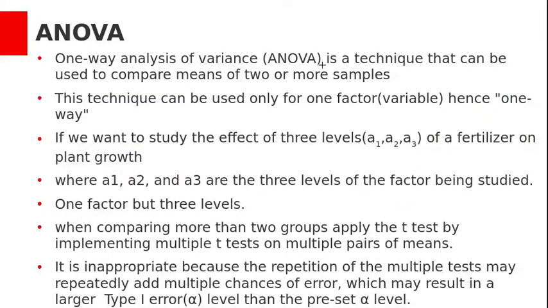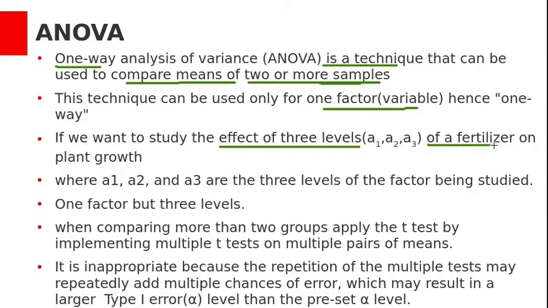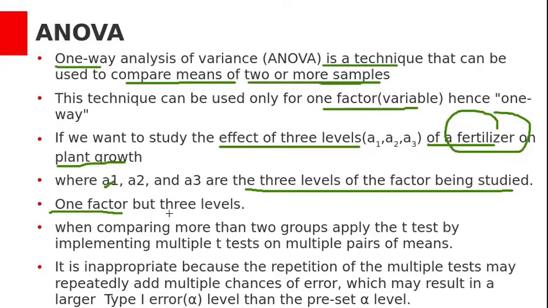One-way analysis of variance is a technique that can be used to compare means of two or more samples. Those samples are created by using a single factor. That is the reason we call it one-way ANOVA. Suppose we want to study the effect of three levels of fertilizer on plant growth. Here A1, A2 and A3 are the three levels of the factor being studied. Here we have only one factor, the fertilizer, but it is applied at three levels. So we will get three means. We need to compare those three means.